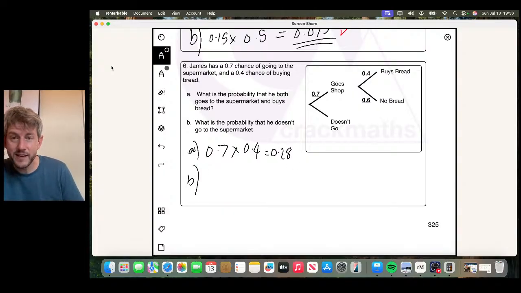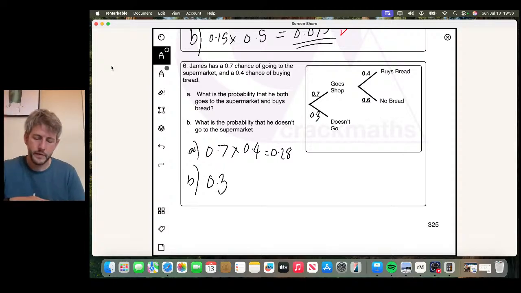What is the probability he doesn't go to the supermarket? That's actually just 0.3. Okay.